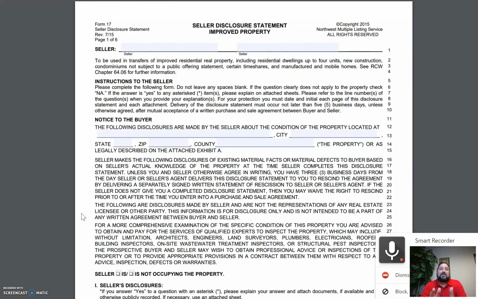Today I'm going to go over NWMLS Form 17, the Seller Disclosure Statement. I'm going to go over what this form actually is, maybe a little bit on how to fill it out with the seller, what it means to the seller, and what it means to the buyer, just to give you an idea on the form.